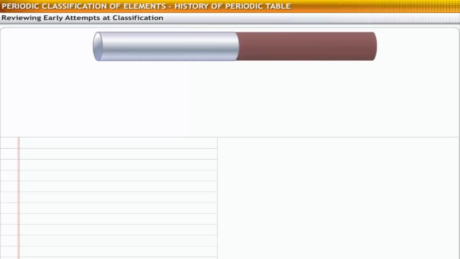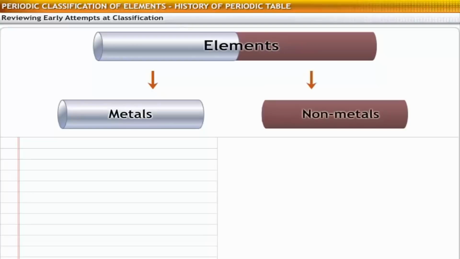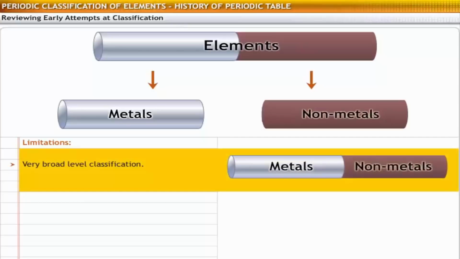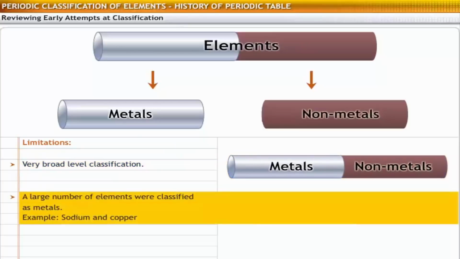The earliest classification categorized elements into metals and non-metals. However, this classification served only limited purpose because of the following reasons. The classification was at a very broad level. A large number of elements were classified as metals. However, they did not necessarily display similar chemical properties.